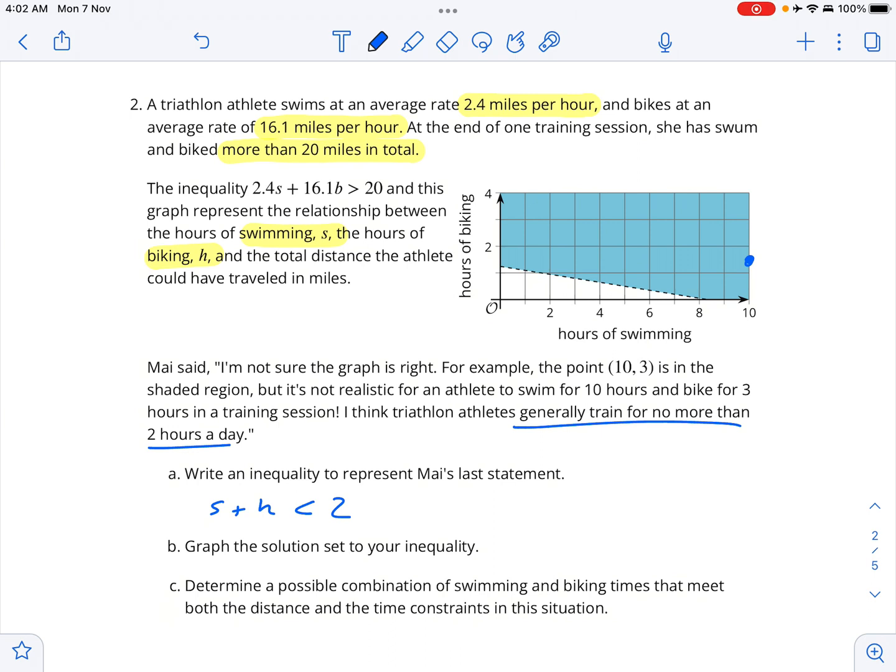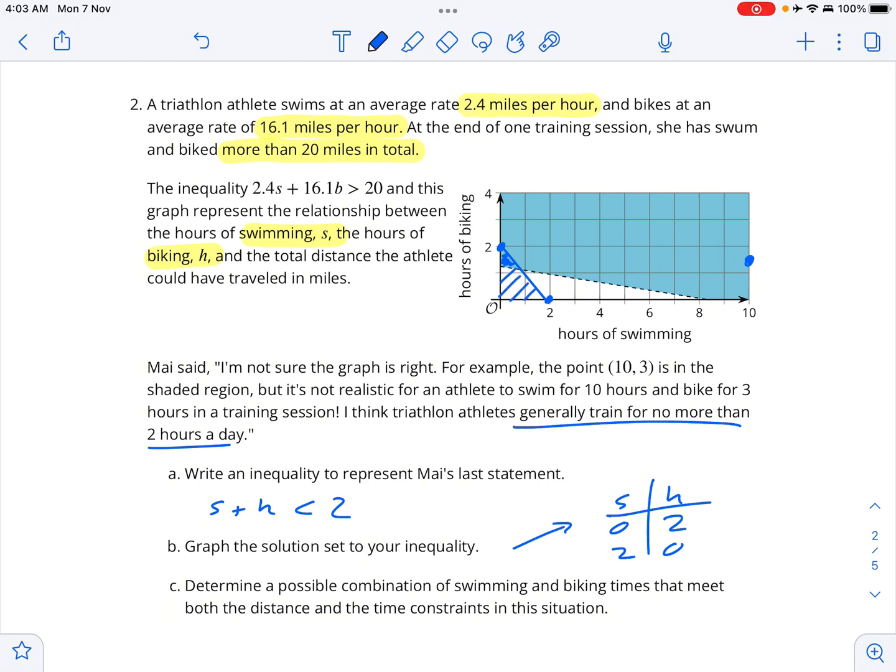And we're supposed to, on part B, graph the solution set to your inequality. So on that same graph, I would probably just do the intercepts, which are pretty easy here. If S is 0, H is 2, and if S is 2, H is 0. So on my graph, that would look like here, here, and I'm going to connect those points. And it's everything less than that. So that's just going to be this little tiny shaded region right here where they overlap. Okay, all of this is part of it as well.